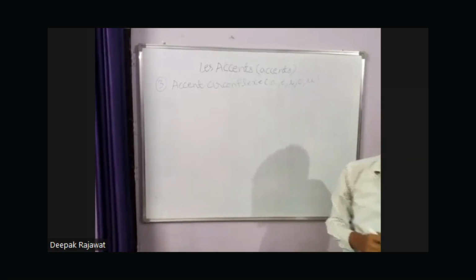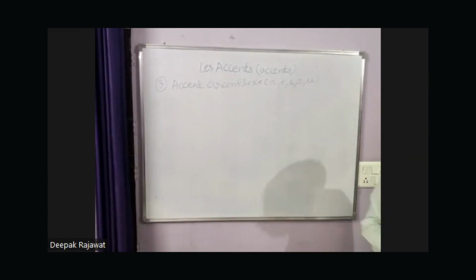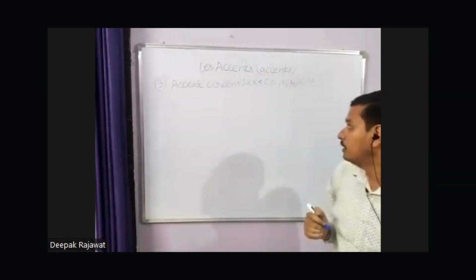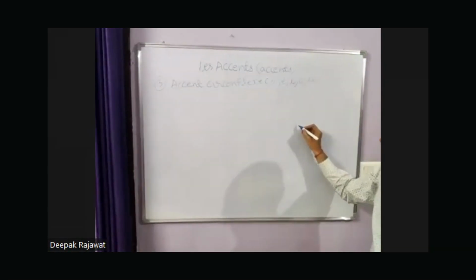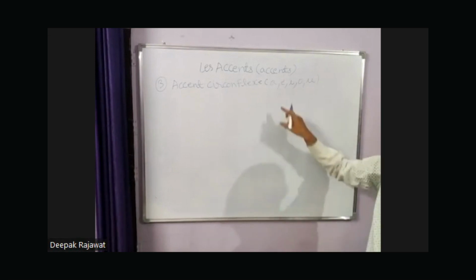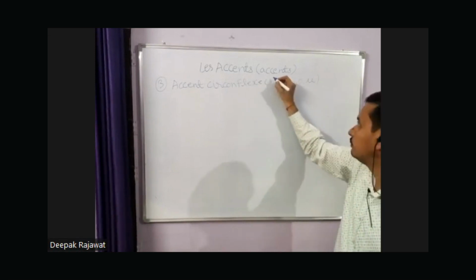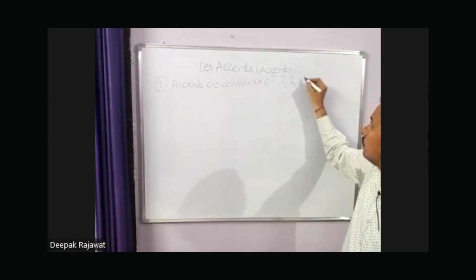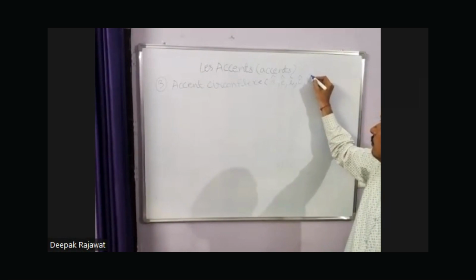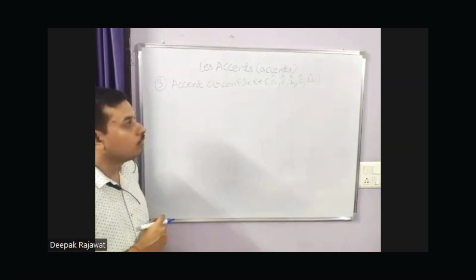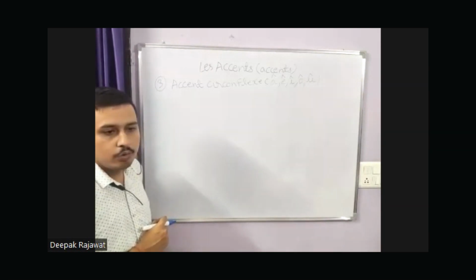And how do we do it? We make a chapeau, like a head or a cap. So first we have to draw this line, then again this. So we have to make a chapeau. This we are going to put on the letters A, E, I, O, U. Circumflex, this we put mostly on vowels. All the vowels are there: A, E, I, O, U.